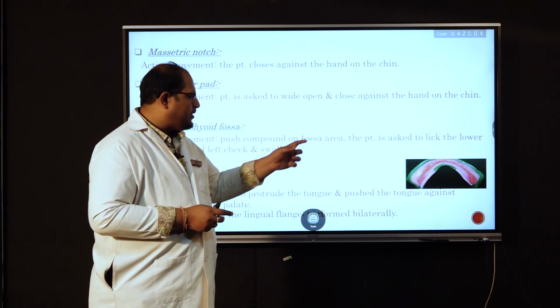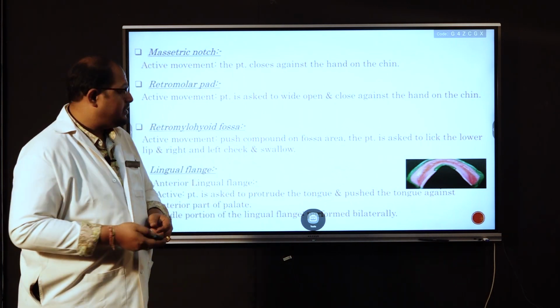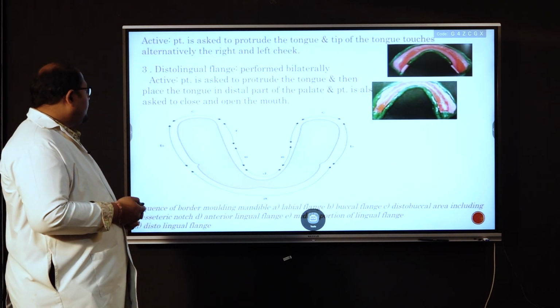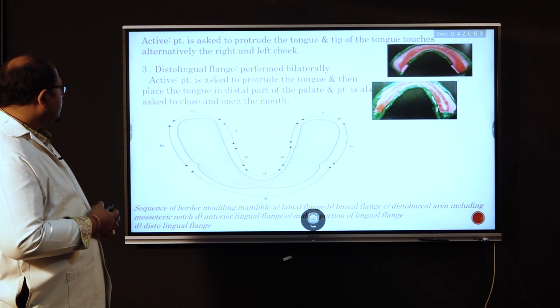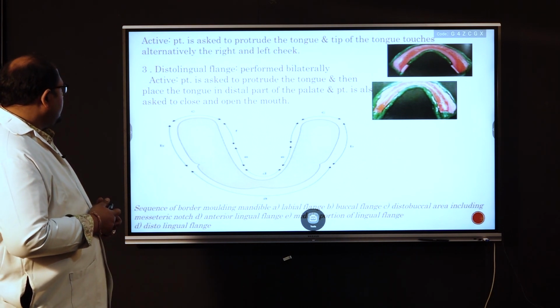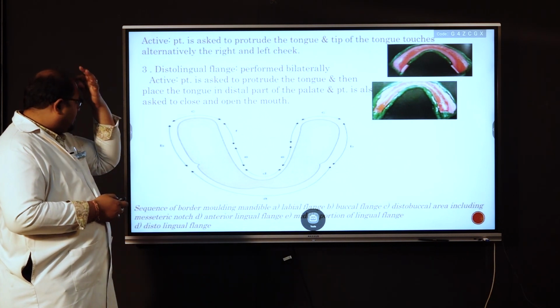That's all. We are recording the lateral throat form area, where we will get the typical S shape of the final part of your alveololingual sulcus, correct? So, see, the patient has a distolingual flange. How are we doing it? Perform it bilaterally.